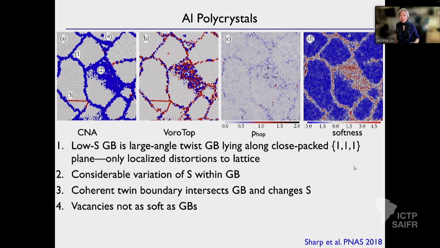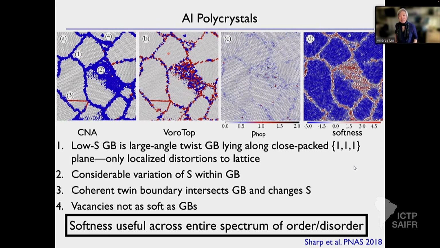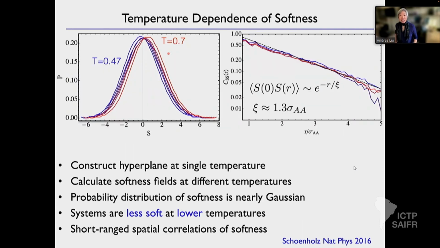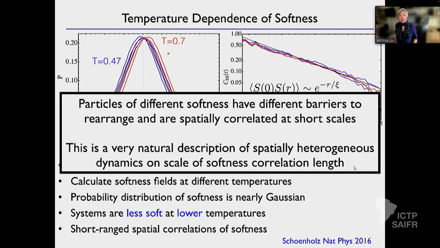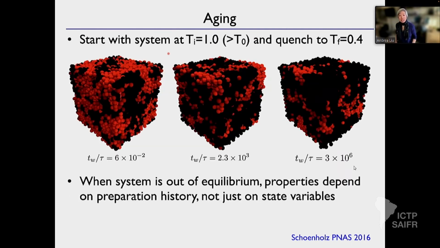Yeah, this is a little bit more about aluminum polycrystals. We don't have to get into that, but softness picks up all the right things that it should. It doesn't pick up defects that are not responsible for rearrangements. It only picks up defects that are responsible for rearrangements. So it's really useful across this whole range. Let me just skip all this.